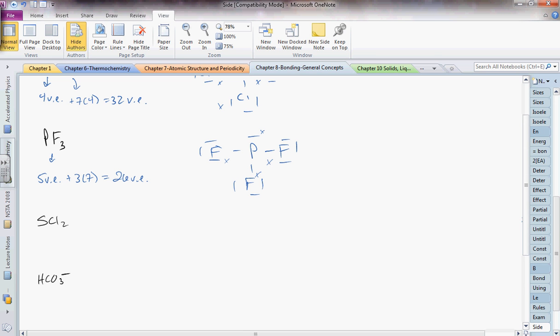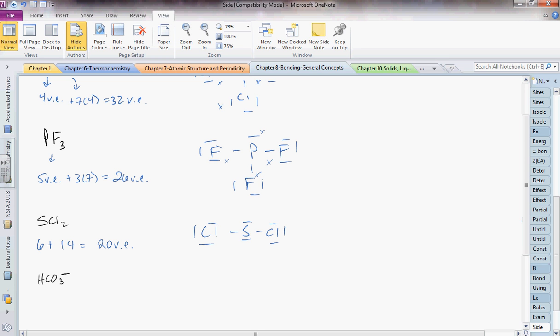Alright, SCl2, 6 plus 14. I'm trusting you guys know where these are coming from now. 20 valence electrons, so S in the middle, Cl on either side. Fill up the octet. We have 8 on one side of the sulfur, 8 more on the other side for 16, plus 4 from the lone pairs, which gives us 20, so that's a good structure for SCl2.